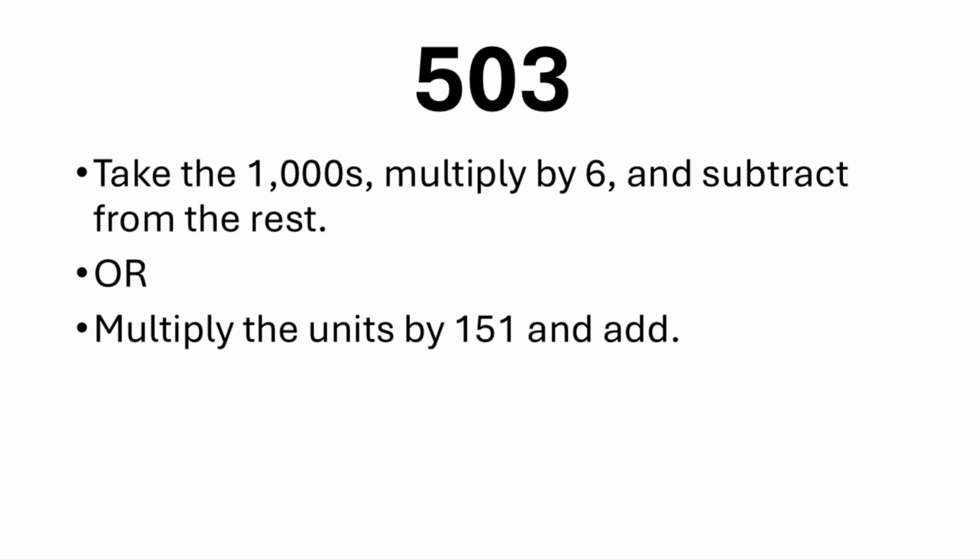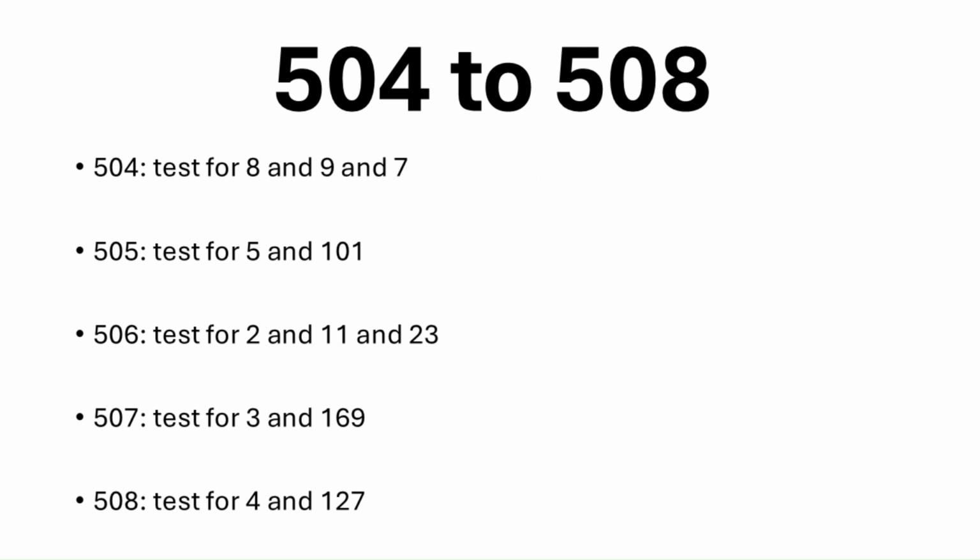503. Take the 1000s, multiply by 6, and subtract from the rest. Or multiply the units by 151 and add. 504, test for 8 and 9 and 7.